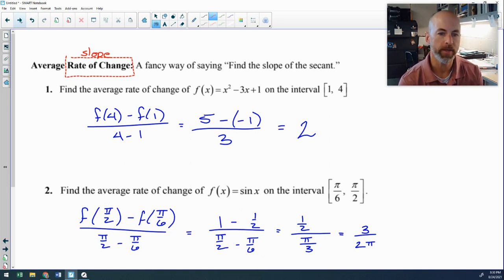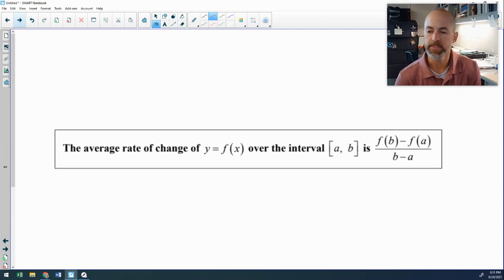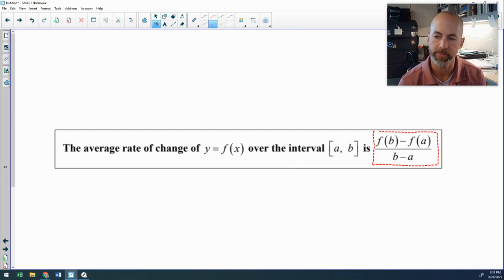It's a fancy way of saying find the slope. And so here is your formula for average rate of change. That is f of b minus f of a over b minus a. That is nothing new. That is something you have seen. However, the phrase I'm about to give you right now might be something new. That is lovingly referred to as a difference quotient.